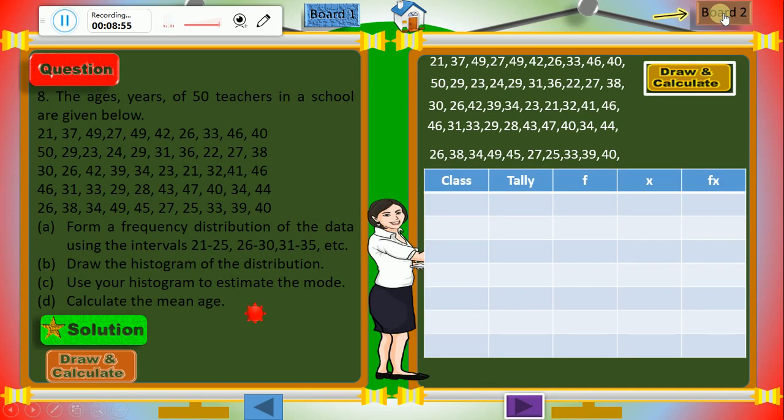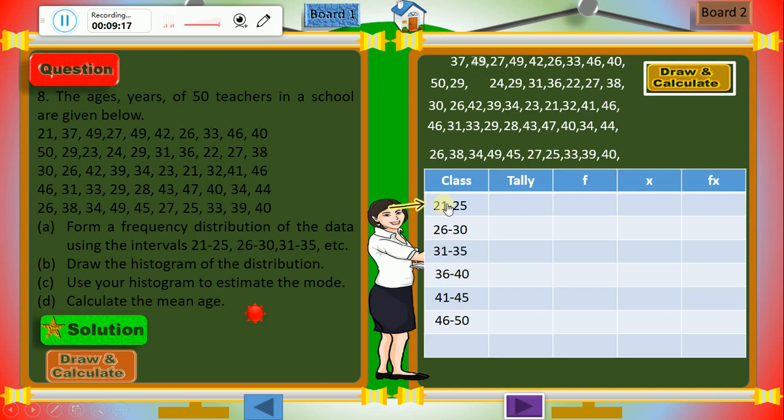Then we make a table. We put the classes as indicated in the question. Then we are now going to calculate the number of times each number in a class appeared. Let's take the first class.